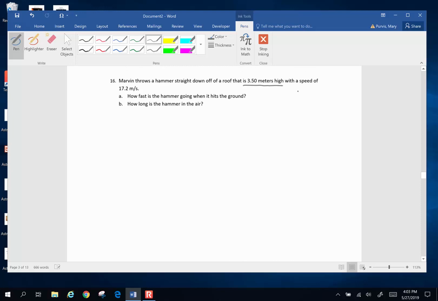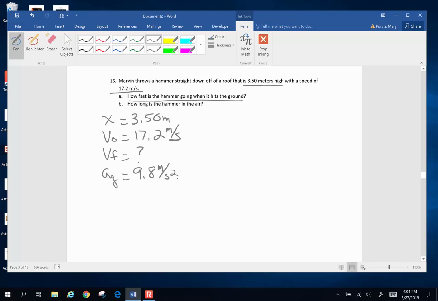3.5 meters high with a speed of 17.2 meters per second. So he throws a hammer off the roof, and we know it is going to go a displacement of 3.50 meters, and it has an original velocity of 17.2 meters per second. How fast is it going when it hits the ground? So I'm looking for V final. It is still accelerated by gravity, so gravity is going to speed it up 9.8 meters per second squared.